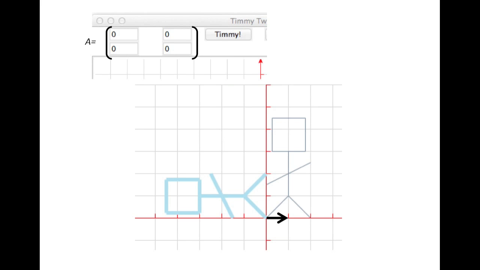Here's the first unit basis vector. Notice that it is transformed into this vector right here. But that's the vector 0, 1. So that should become the first column of matrix A.